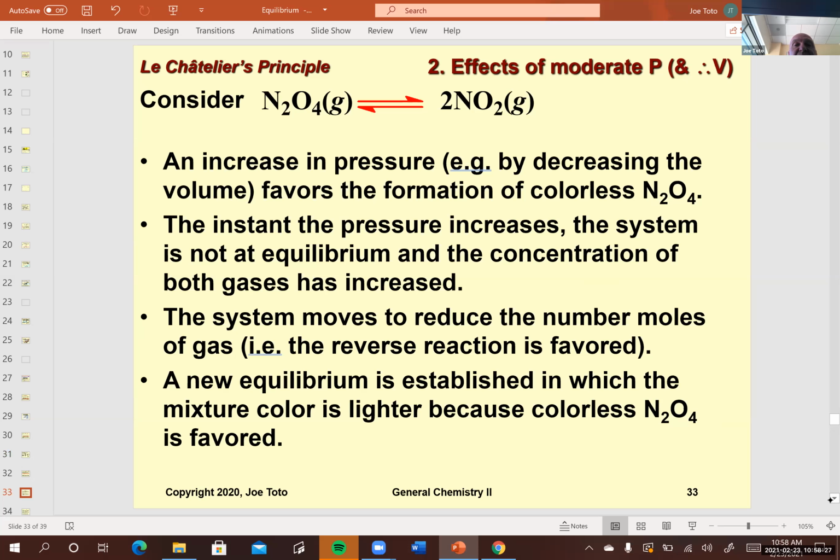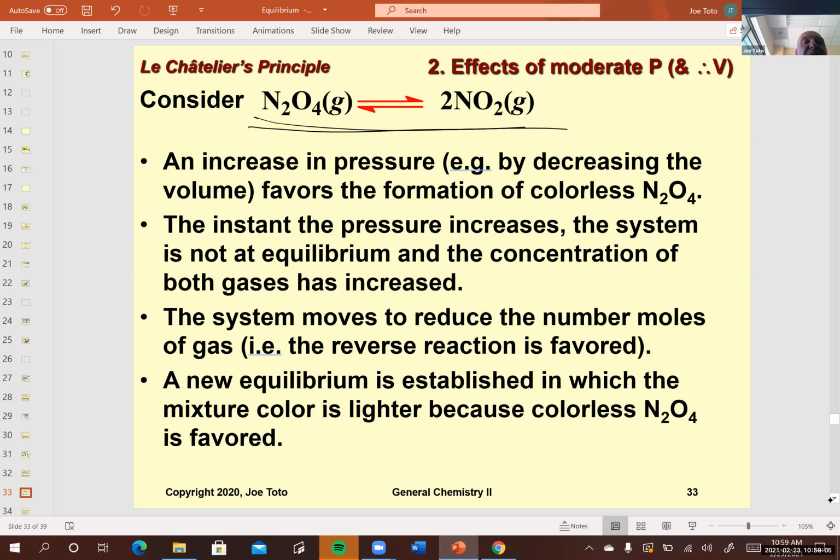All righty, now let's get to the effects of pressure. So this is a moderate pressure. It's not anything so great that you'd have to consider things that were not gas, like liquids and solids. So it's moderate changes in pressure, and that's related to volume. If I decrease the volume, that would increase the pressure, and vice versa. In this case, we're looking at the smog example again, N2O4 to NO2.